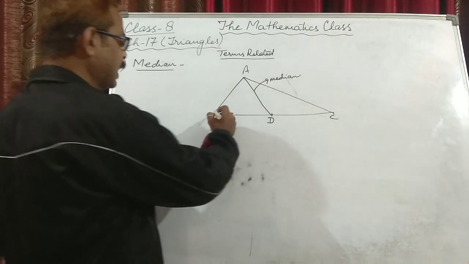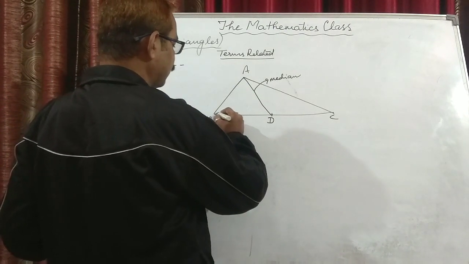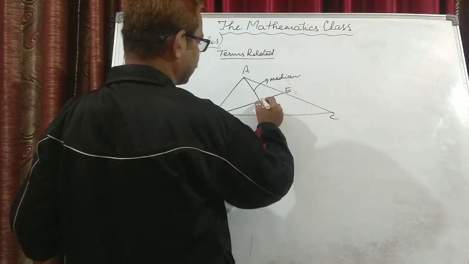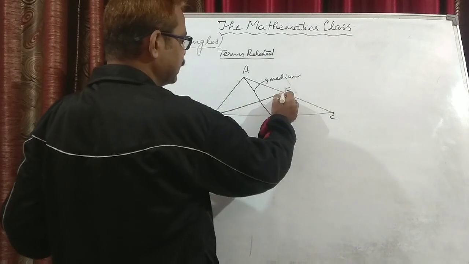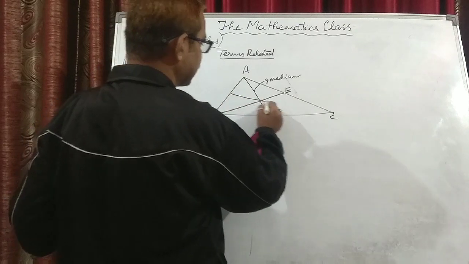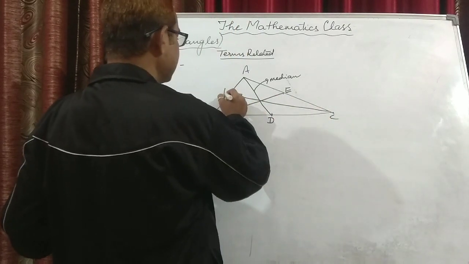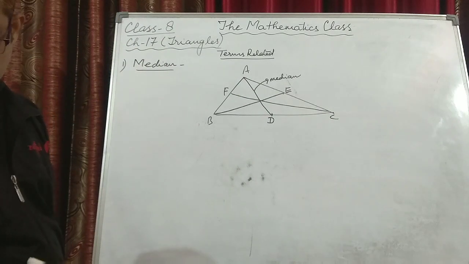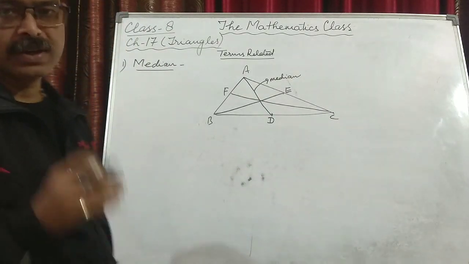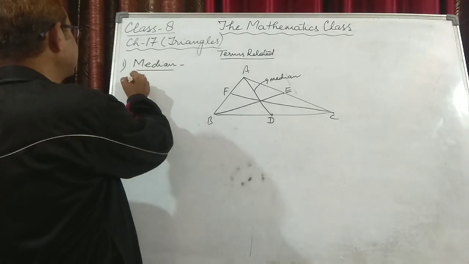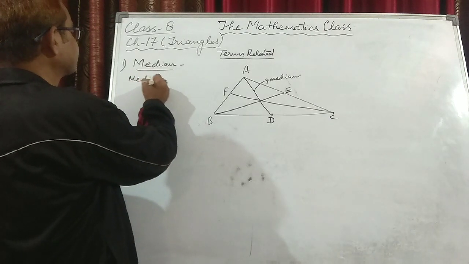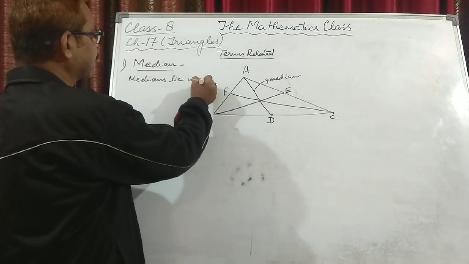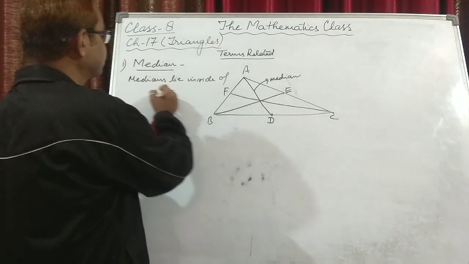So similarly, we will have three medians, and all the three medians lie inside the triangle. This BE is the median. At the same time, we can say that CF is the median. So all the medians lie inside the triangle. First point, medians lie inside the triangle.